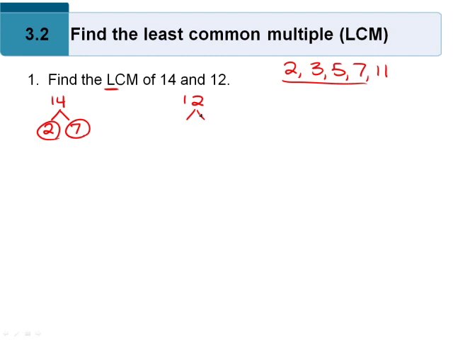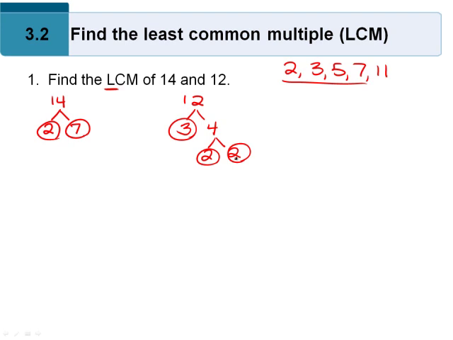Now let's do the same thing with 12. So you can use 3 and 4, you can use 2 and 6, it doesn't matter. I'm going to use 3 and 4. 3 is prime. Okay, 4 I can break down into 2 times 2. And those are both prime. Okay, so 12 has been prime factored.